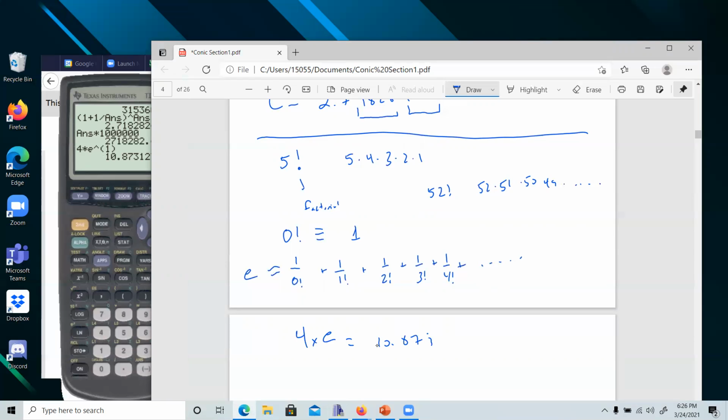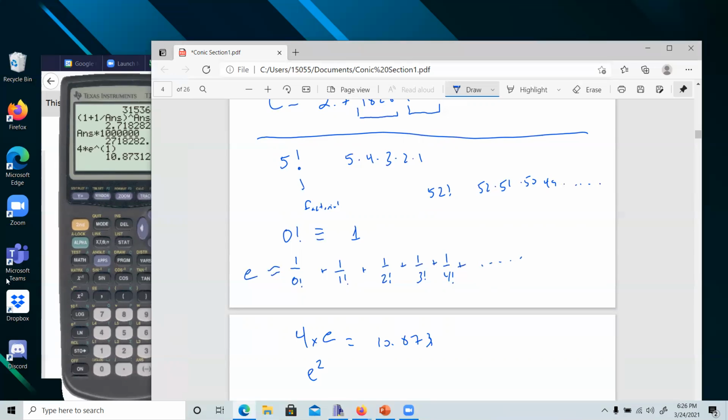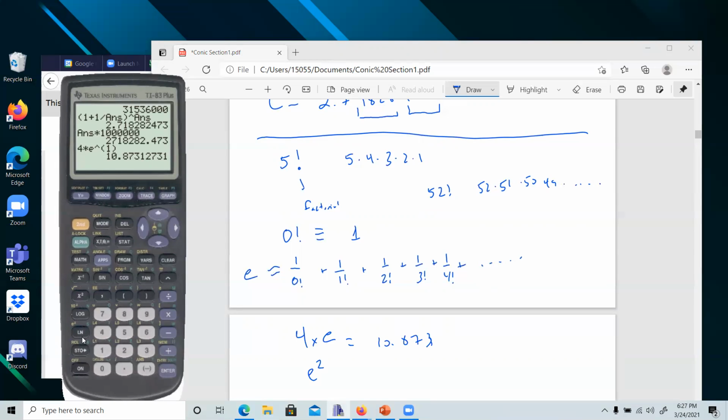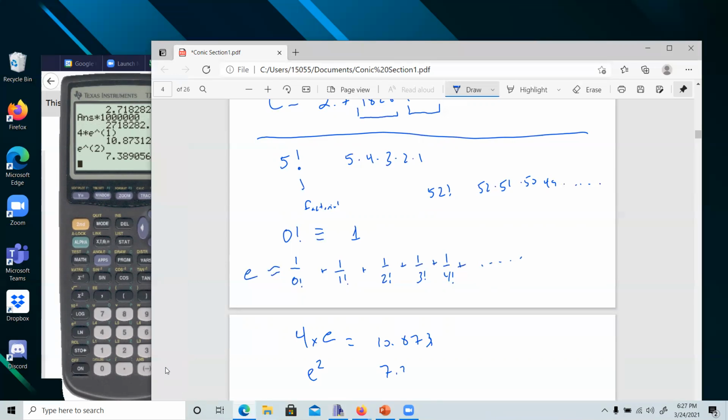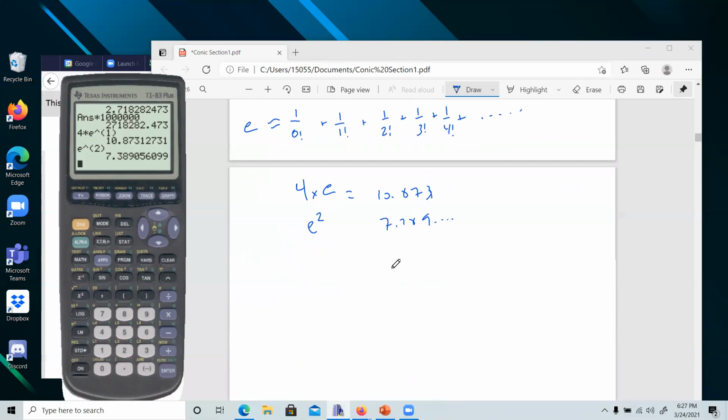Like I said, it's like pi. We can go a lot of decimal places before we run out. If they ask you, what's e squared? Second function, ln, to the 2 here, and then we've got 7.389, and it just keeps going. So that's how you use your calculator to get numeric values for E, kind of like you can use your calculator to get numeric values for pi. So that's the kind of number it is. It's irrational.